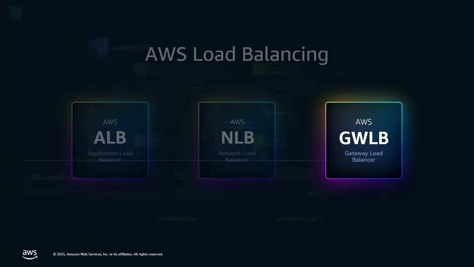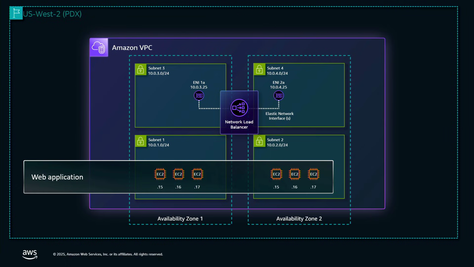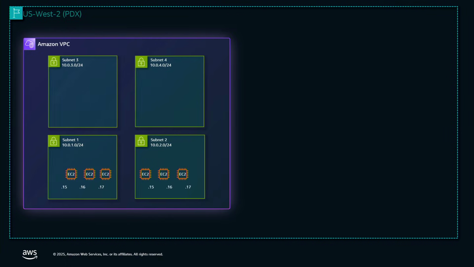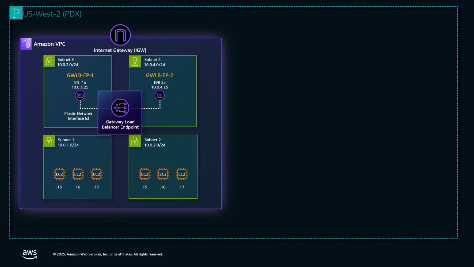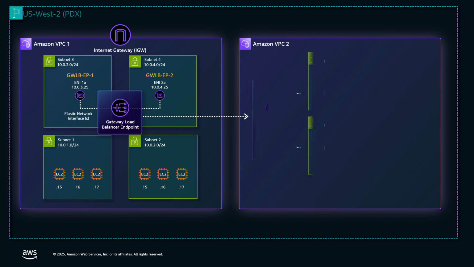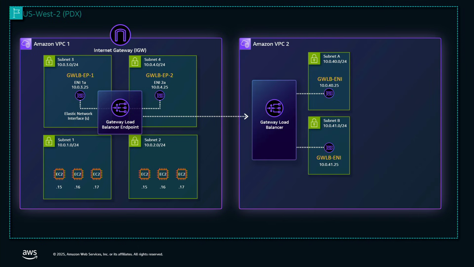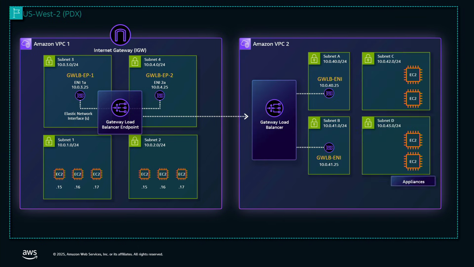Now, Gateway Load Balancer is also built on Hyperplane. A little bit of a different load balancer here. I think about it as a layer 3, layer 4 load balancer where basically it's built for appliances. So you've got traffic coming in an internet gateway, hitting a gateway load balancer endpoint, and then hitting a gateway load balancer in another VPC. This is for if you want to offer appliances in a central security VPC.